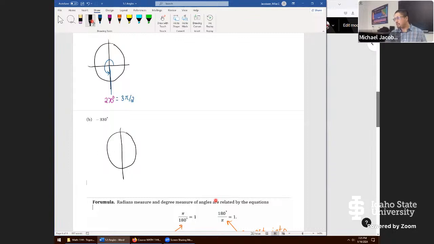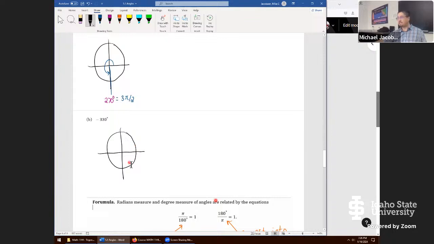So here's our unit circle to start. And now this one's interesting because it's rotating in the negative direction. So that means we're going clockwise. So if we rotate this far, that's negative 90, negative 180. This would be negative 270. And now we need to go 60 degrees more. This is negative 300. And this would be negative 330.